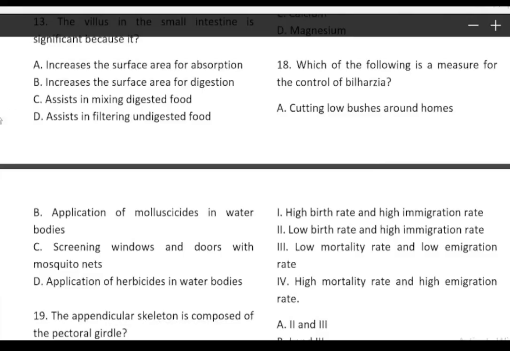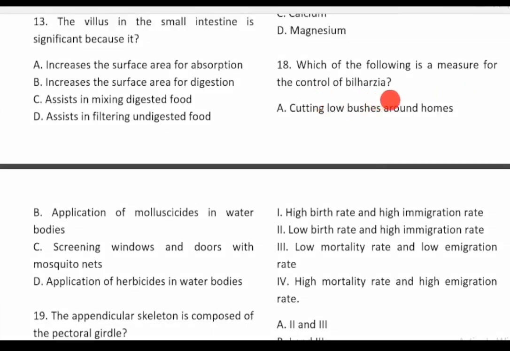Question 18 now. Which of the following is a measure for the control of bilharzia? A. Cutting low bushes around homes. B. Application of molluscicides in water bodies. C. Screening windows and doors with mosquito nets. And D. Application of herbicides in water bodies.